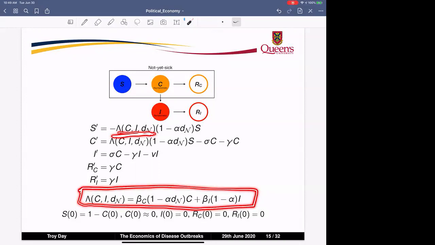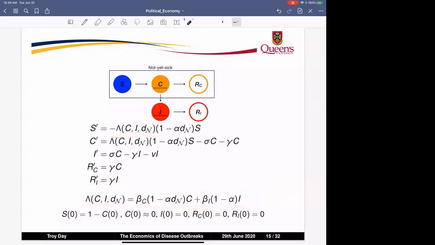The force of infection is the number of C individuals, the carriers, times their transmission rate, beta_C, times their activity level, which is 1 minus alpha d_N, and d_N is the thing we're interested in figuring out. Plus the transmission rate from the I class, and all I individuals are distancing, so their contact rate is 1 minus alpha. That's what we call the force of infection. New infections are generated when that hits S individuals, each of which has an activity level that's 1 minus alpha d_N as well.